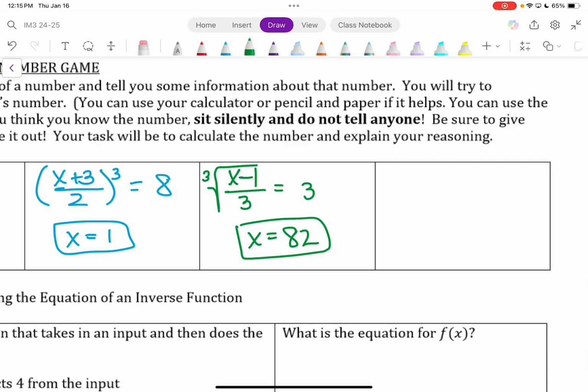Okay, here's the last one, all right? I am thinking of a number that when I square this number, multiply it by -4, and add 8, I get -8. It's easy. Once again, I'm thinking of a number that when you square it, multiply it by -4, and add 8, I get -8. Write the steps down.